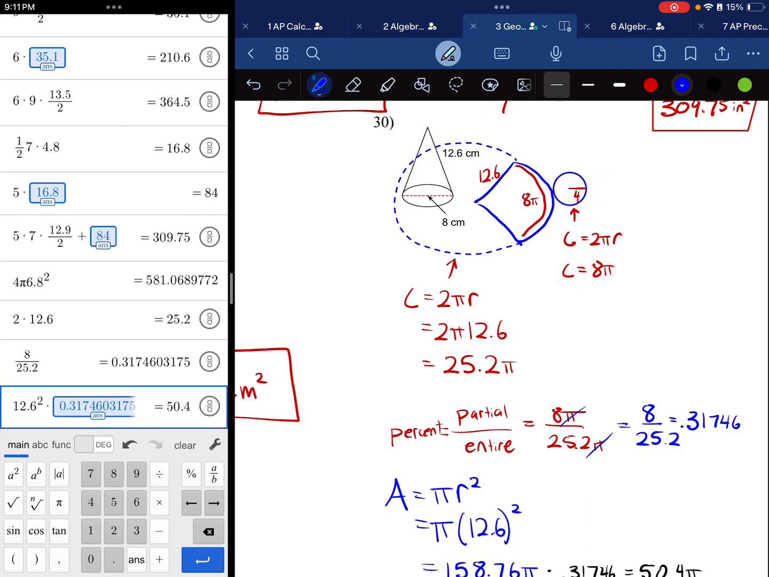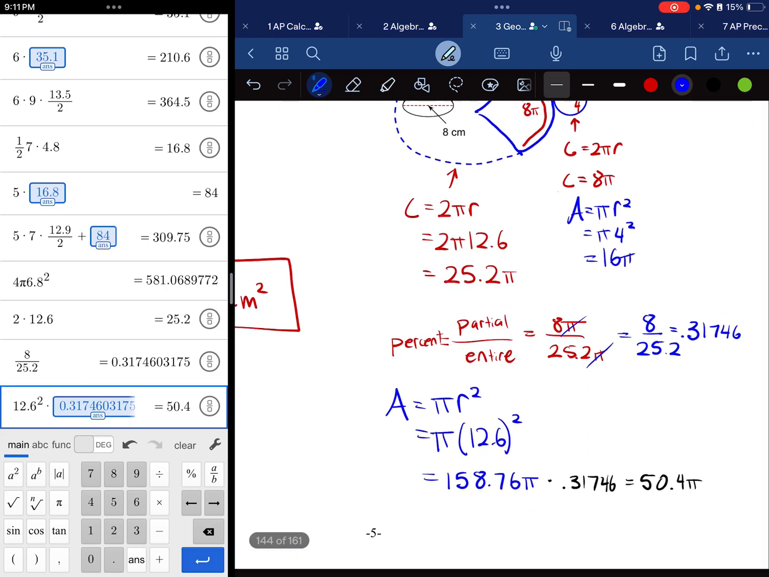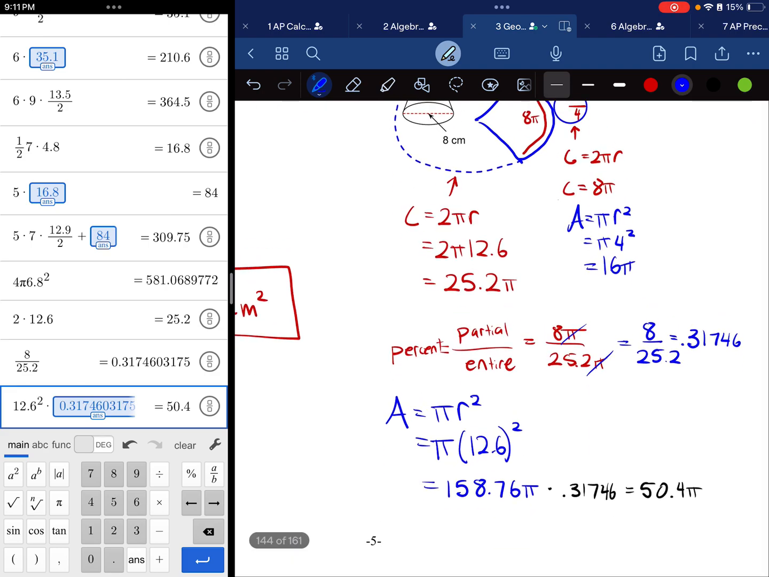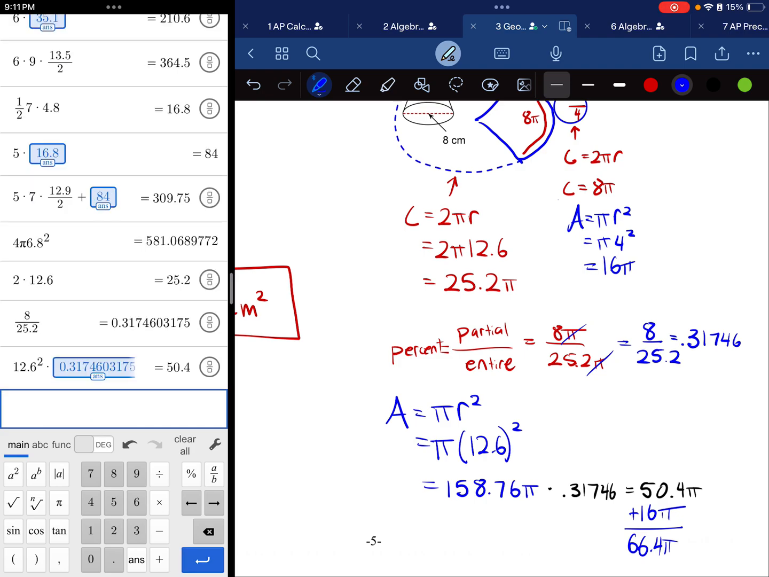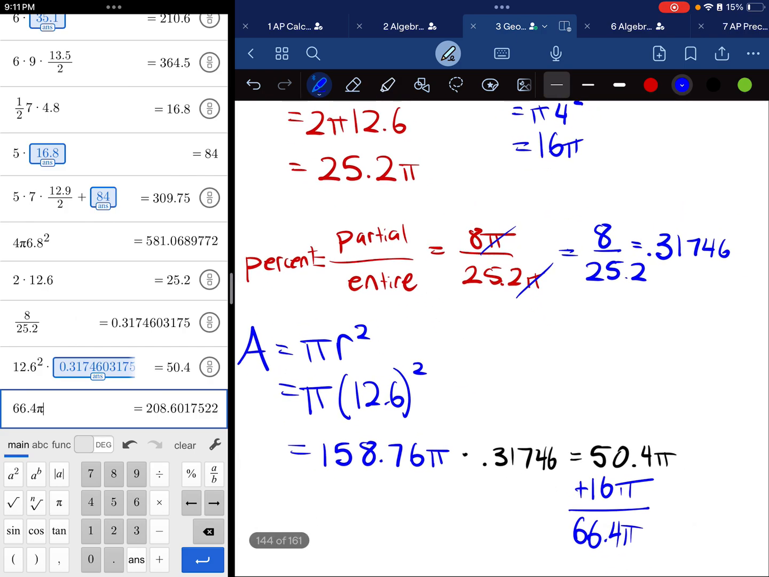The area of this circle is going to be pi r squared, which is going to be equal to pi times 4 squared, which is going to be 16 pi. So if I have 16 pi and another 50.4 pi's, and I add them together, 16 pi, right? 16 pi. If I add these two together, I'm left with 66.4 pi. And now I can multiply by pi. So what is 66.4 pi? 66.4 pi is, there we go.